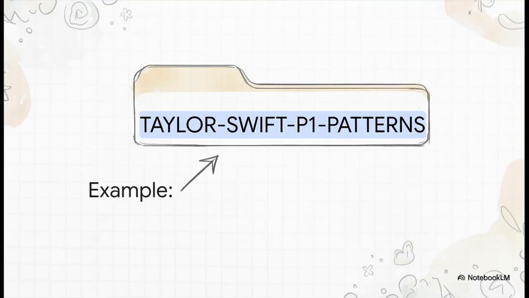So for example, let's say Taylor Swift was in my period 1 class, and she titled her photo Patterns. Her file name would look just like this: Taylor-Swift-P1-Patterns. See how that works? Getting this right is probably the easiest way to lock in some points on this assignment.